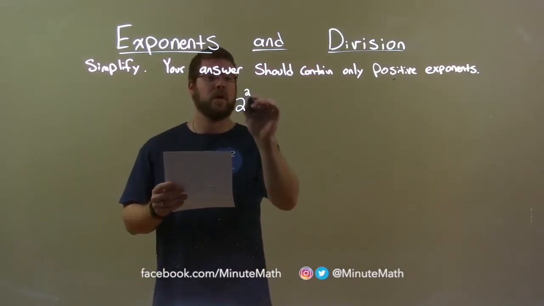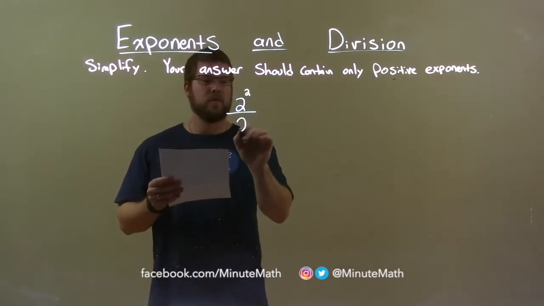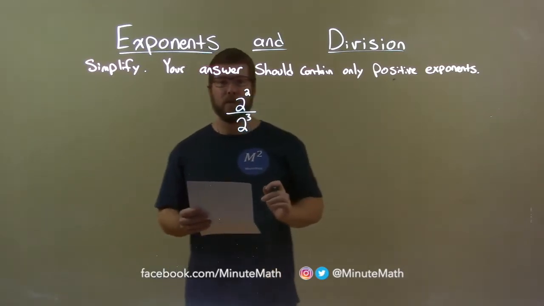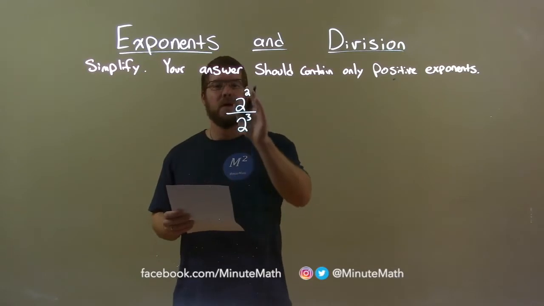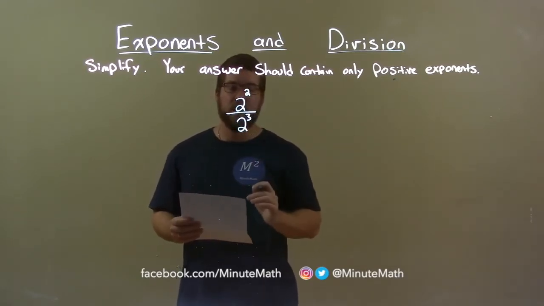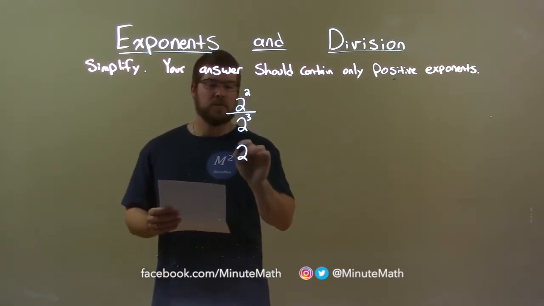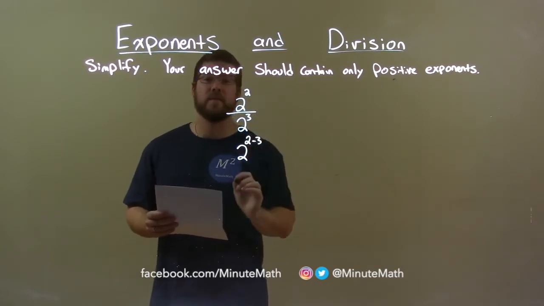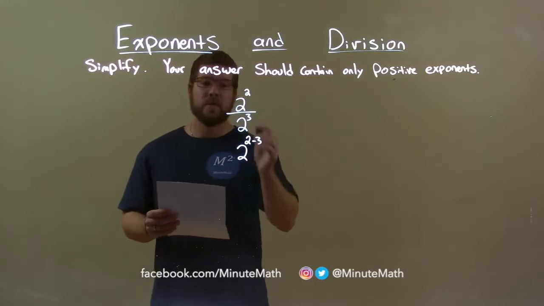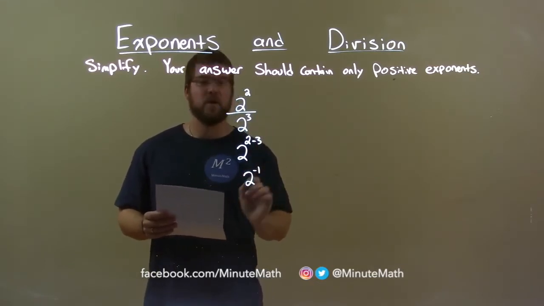2 squared over 2 to the 3rd power. Well, since we have the same base here, okay, we have to subtract the exponents when we divide. So 2, same base, and then we take the exponents, 2 minus 3. Well, 2 minus 3 is a negative 1, so we have 2 to the negative 1 power.